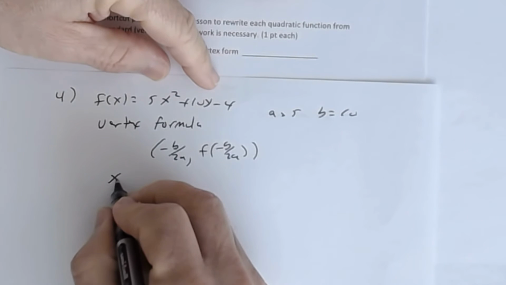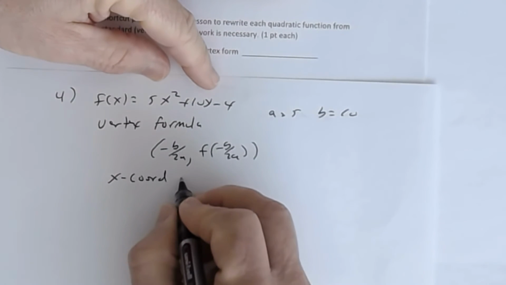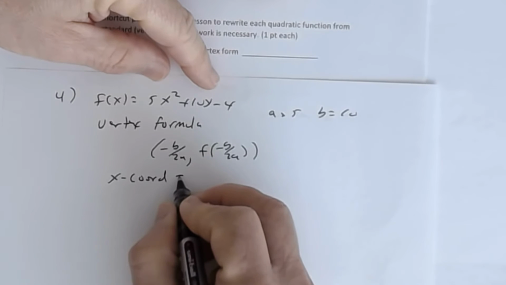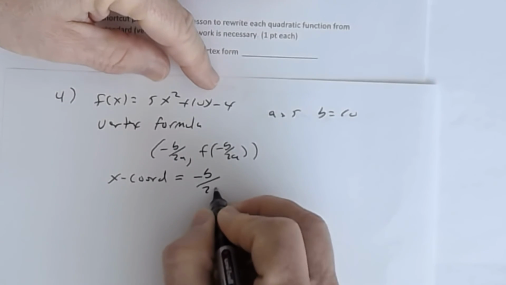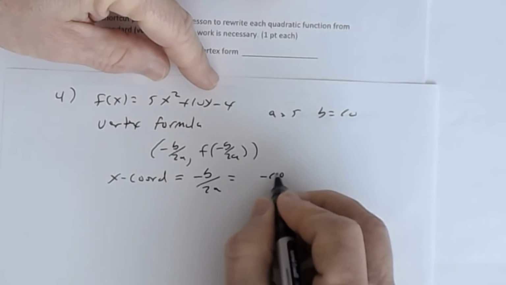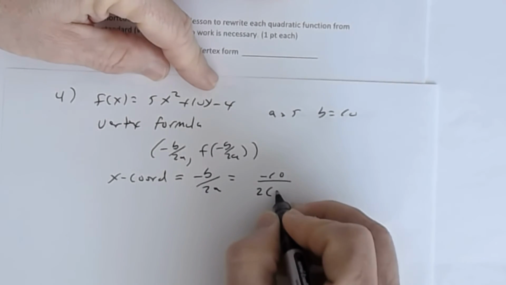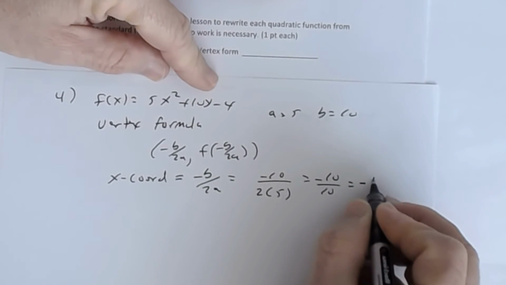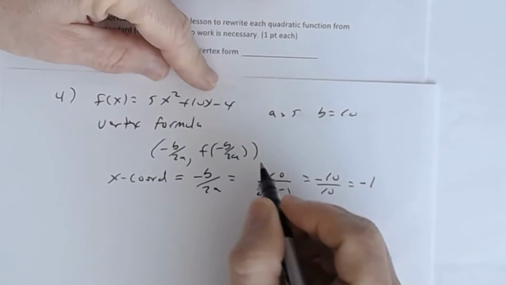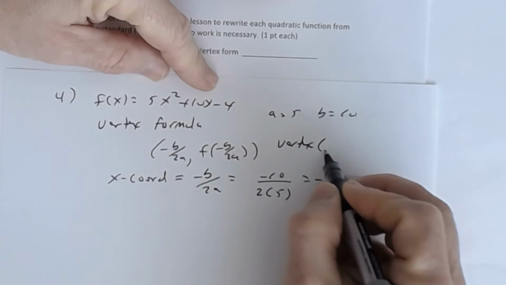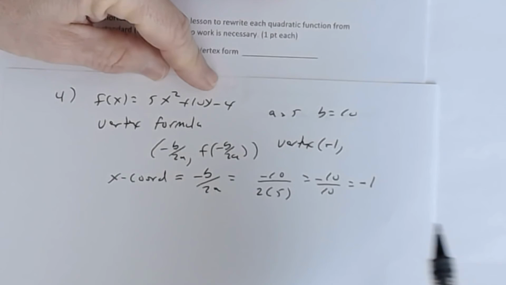And so the x-coordinate of the vertex is going to be negative b divided by 2a. And if b is 10, then the opposite of 10 is a negative 10. 2 times a is 5. So I get negative 10 divided by 10, which is a negative 1. Okay? So the vertex so far is negative 1 for the x-coordinate.